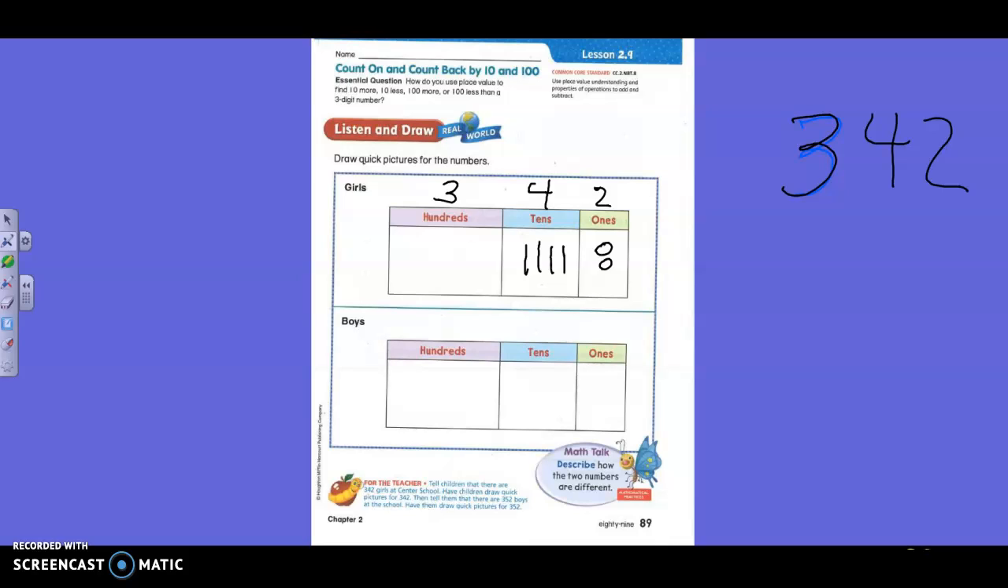And then together, yes, there would be 40. And then 100s, you would draw 3 what? 3. And how much is in each square? 100. Okay. Ready for your next number? Yes. There are 352 boys at Center School. 352 boys. Show how you would draw that. And you can put the numbers on top of them.